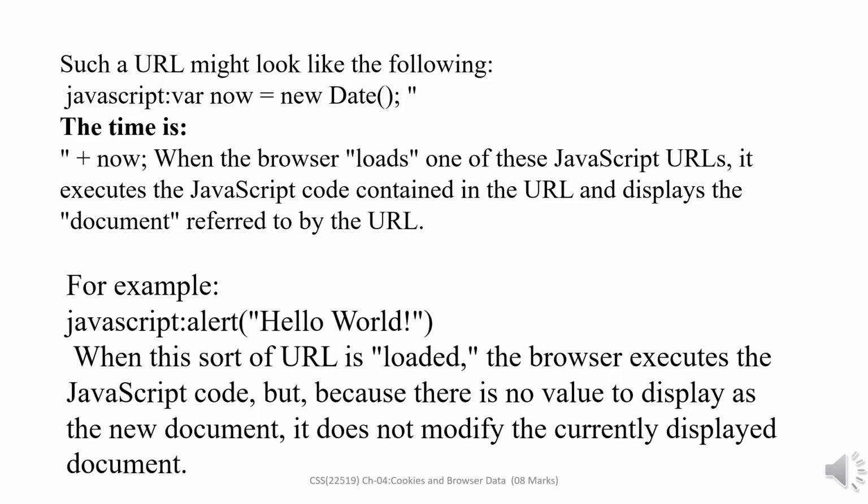When this sort of URL is loaded, the browser executes the JavaScript code, but there is no value to display as a new document. It does not modify the currently displayed document. This is the time is, this loads the new URL and new Date. It will display the current date and today's date.